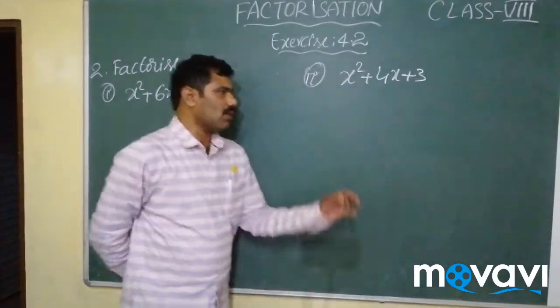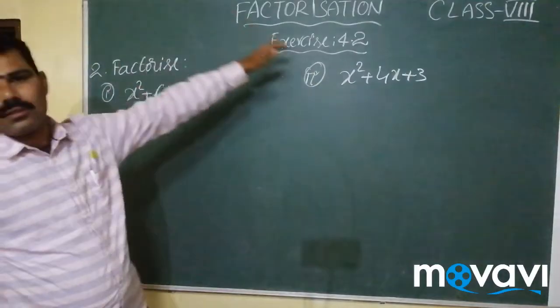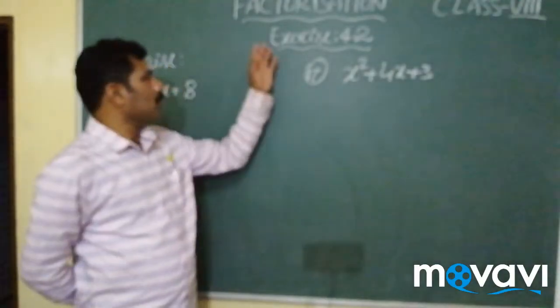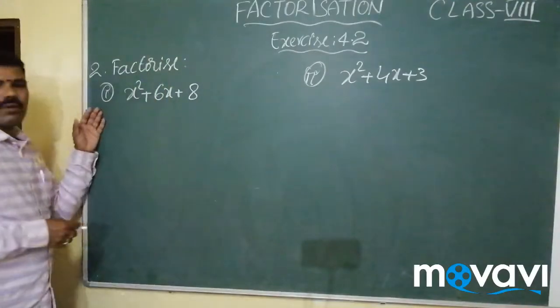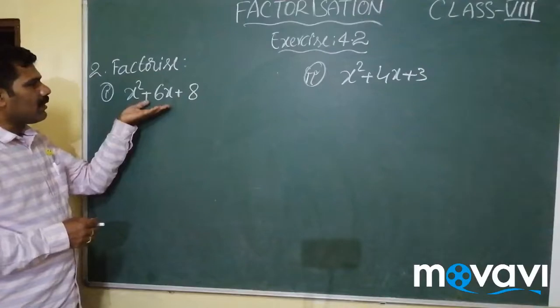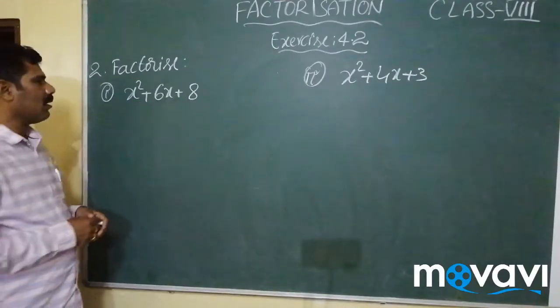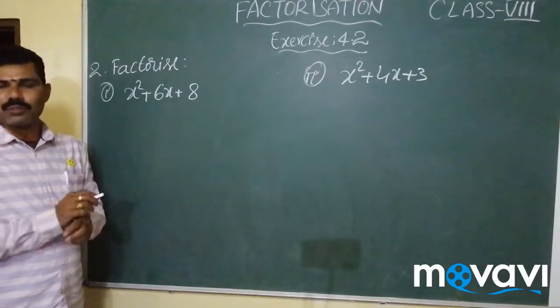Today I am going to solve the first and second problem of second main of exercise 2 chapter factorization of class 8. Okay, now let us solve first problem. Here we need to factorize the given expression. Here it's a trinomial, so we have a different procedure to follow.